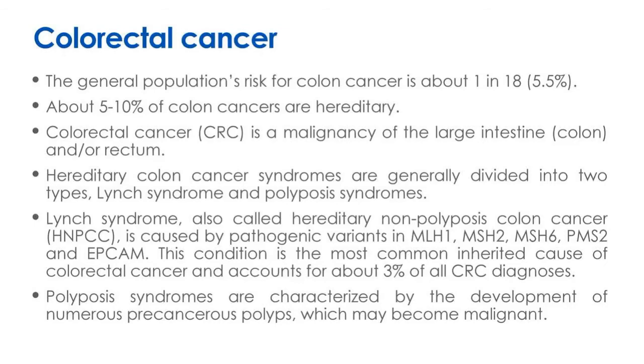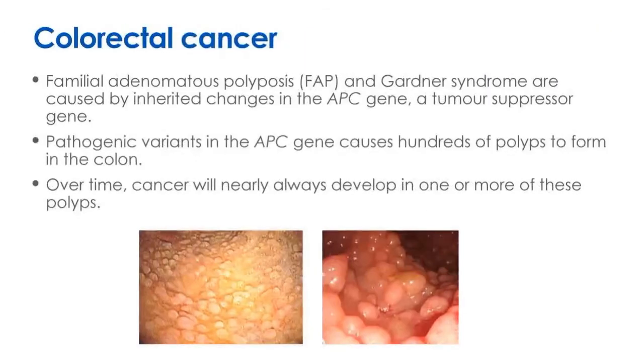Lynch syndrome is also called hereditary non-polyposis colon cancer and is caused by pathogenic variants in the MLH1, MSH2, MSH6, PMS2, and EpCAM genes. This condition is the most common inherited cause of colorectal cancer and accounts for about 3% of all these diagnoses. The polyposis syndromes are characterized by the development of numerous precancerous polyps, which may over time become malignant.